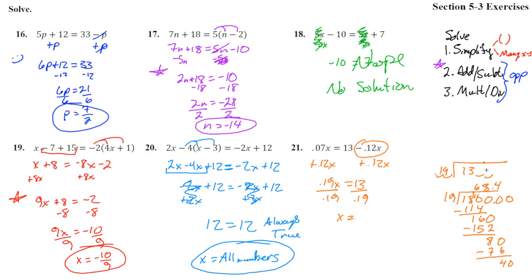Carry that down. And yeah, it'll go in twice. 2 times 19 is 38. Subtract and we get a 2. So to keep going like this, I'm going to just round to the nearest tenth, 68.4. Good deal.